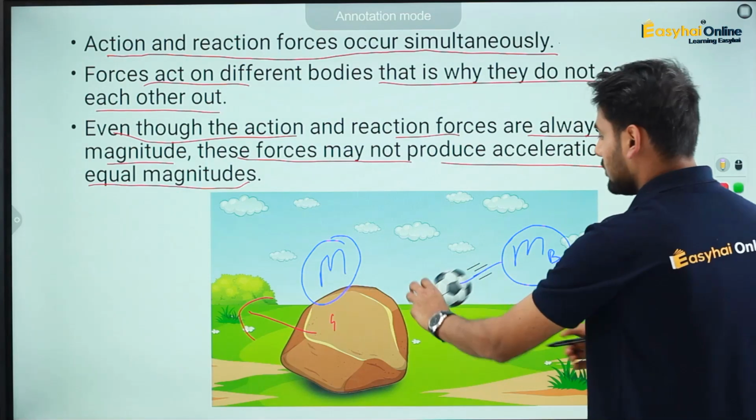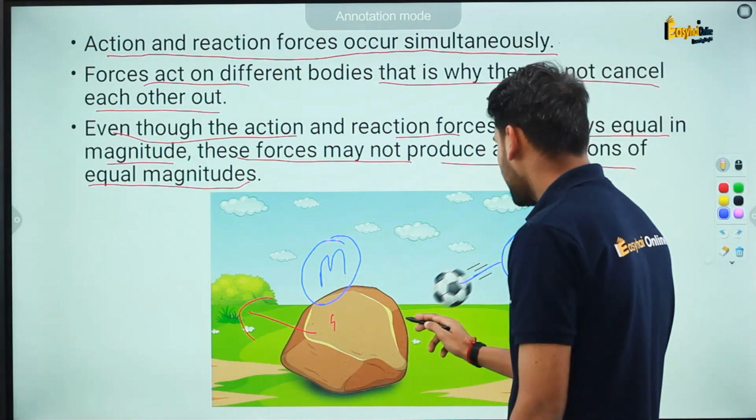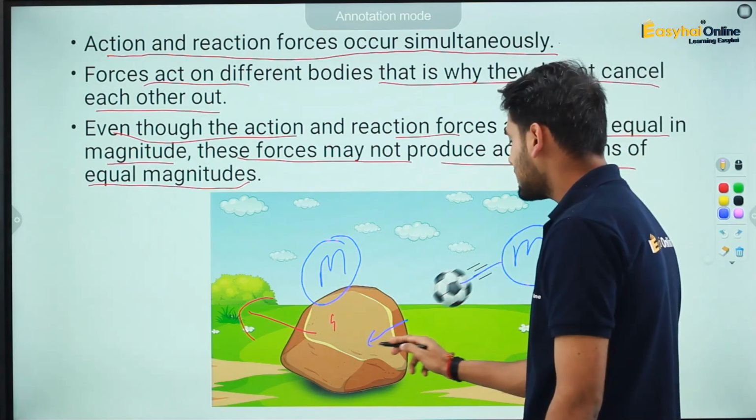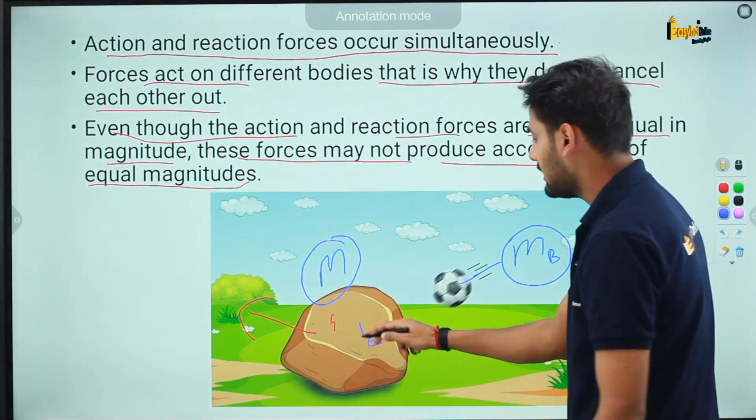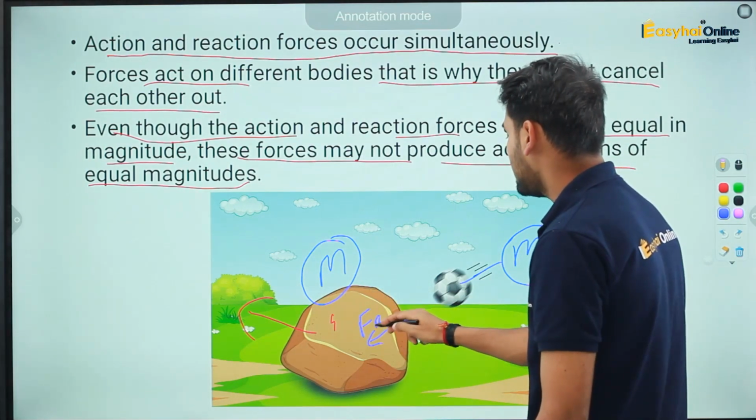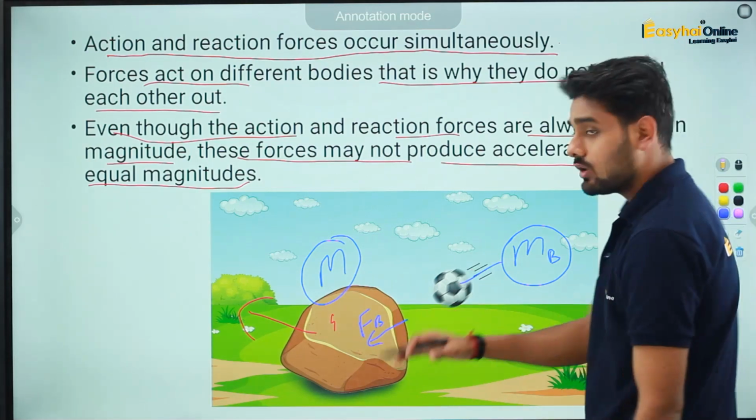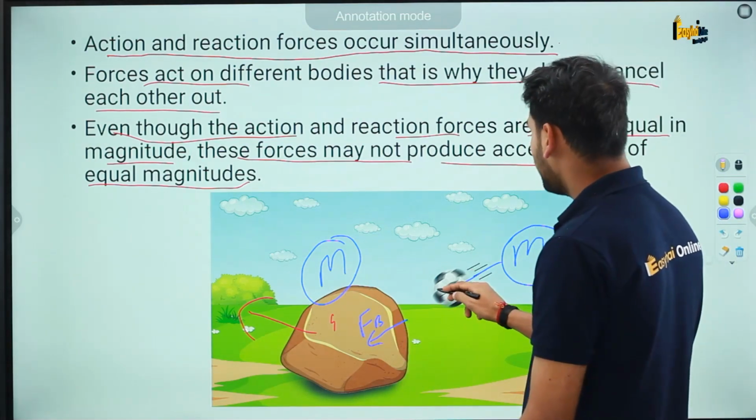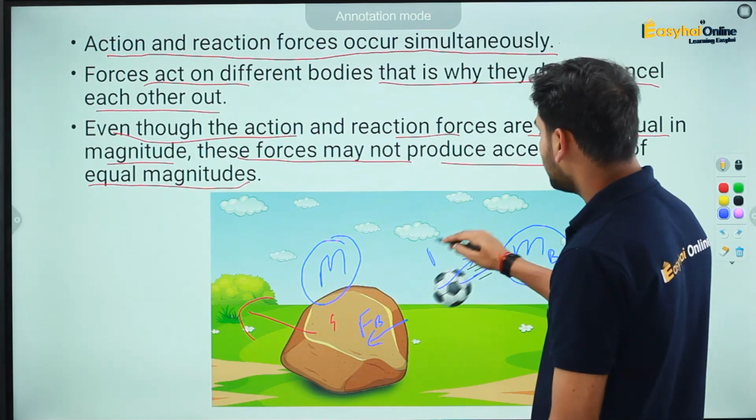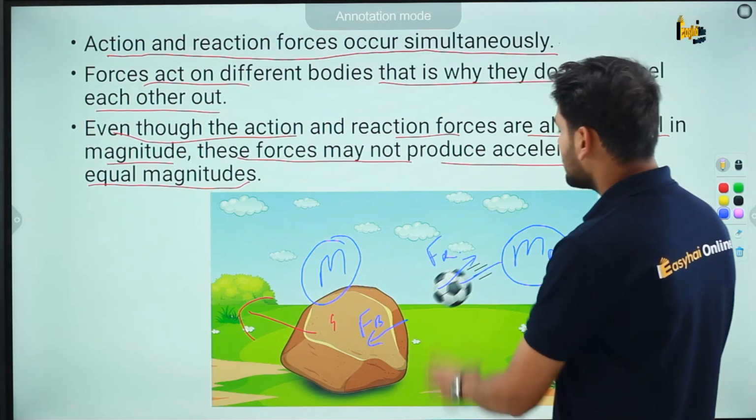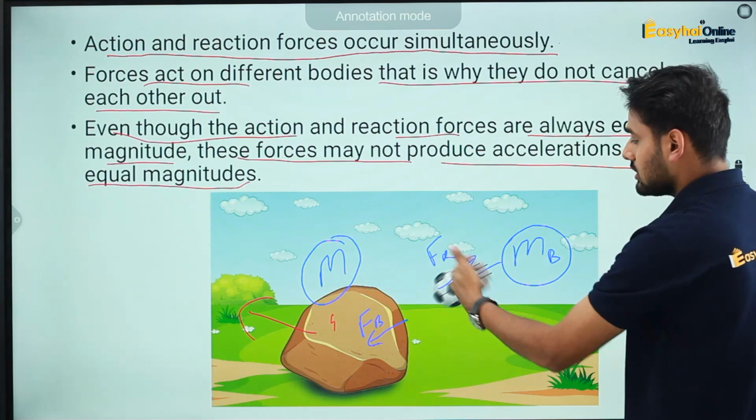Now, in this case, when the ball hits on this, what is going to happen? The ball applies a force in this direction onto this rock, right? Let's say that is force Fb on this rock. In this case, the rock in return is going to apply an equal but opposite force on the ball. Let's say that is Fr, right? This is the force applied by the rock on this ball.